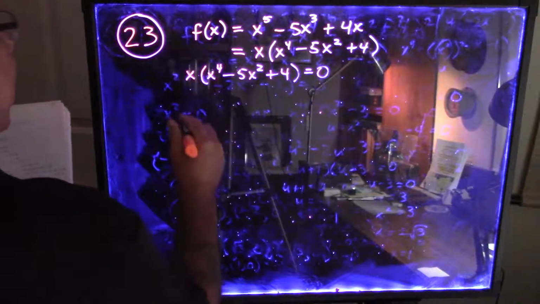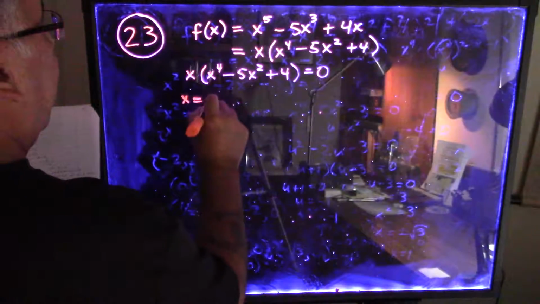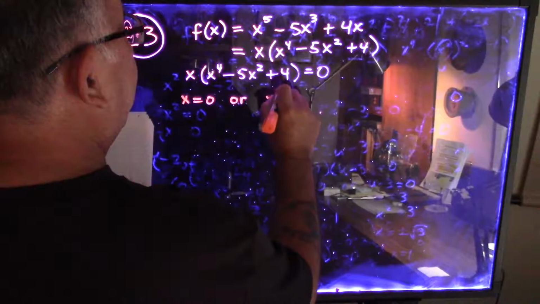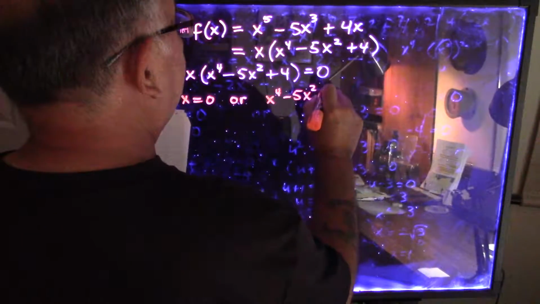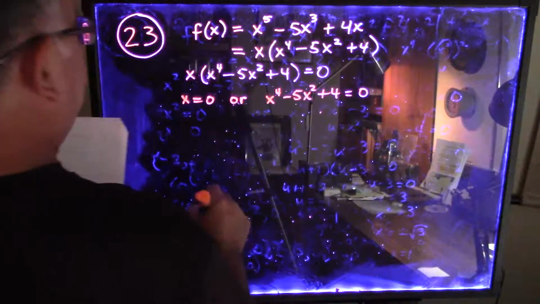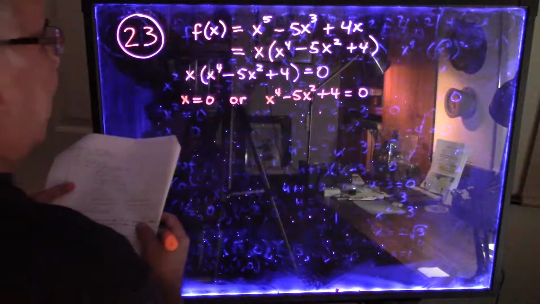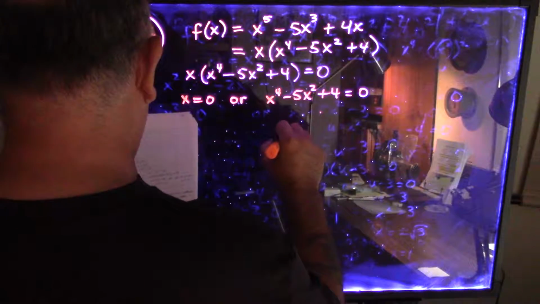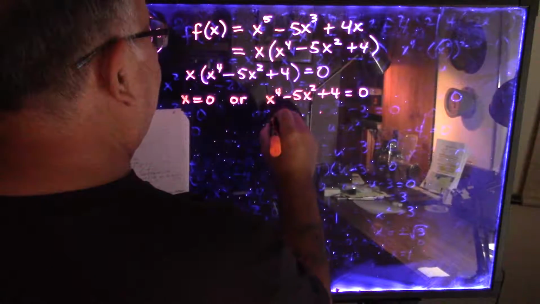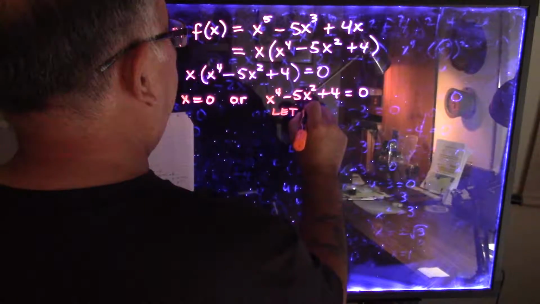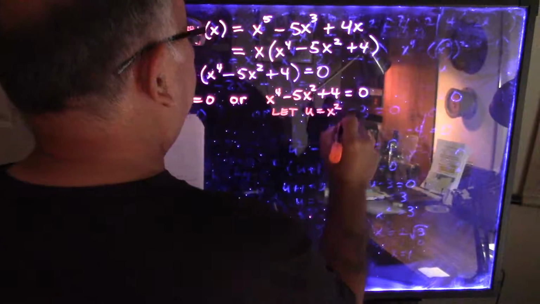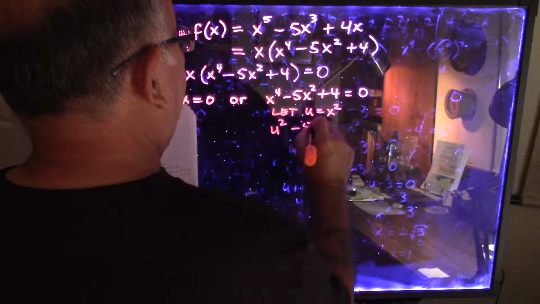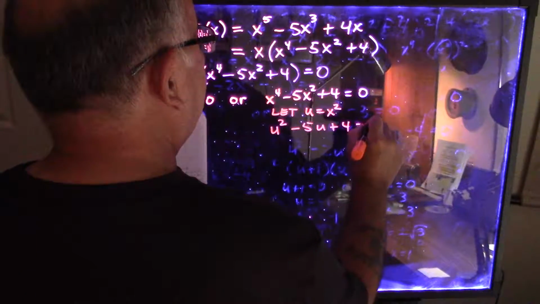And then that means x equals 0, or this factor here equals 0. x to the 4th minus 5x squared plus 4 equals 0. Well, that's already solved for us. How convenient. On this one, we have to do a little work, unfortunately. Oh well. So let's go ahead. We can let u equal x squared. And now we've got u squared minus 5u plus 4 equals 0.